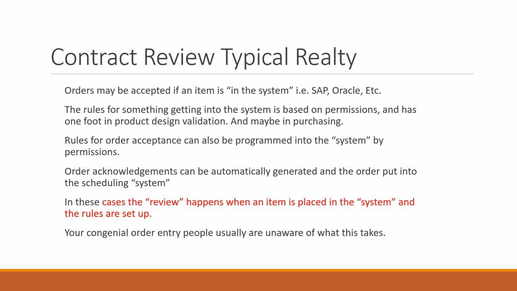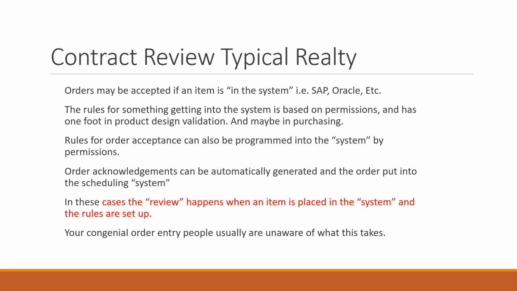So this is pretty typical of what actually happens in a lot of places. There's a general rule that people like orders, and so orders may be accepted if the item is in the system. And by system, we mean something like SAP or Oracle or some MRP system. The rules for something getting into the system is based on permissions and has one foot in product design and maybe in purchasing. The rules for order acceptance can also be programmed into the system by permissions.